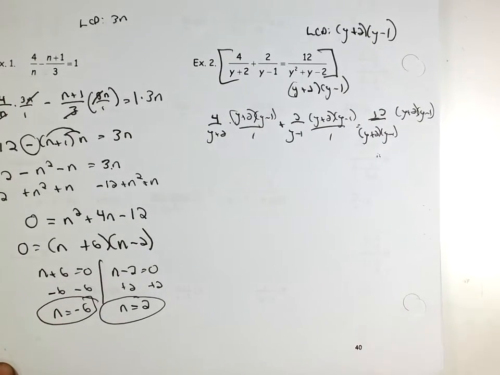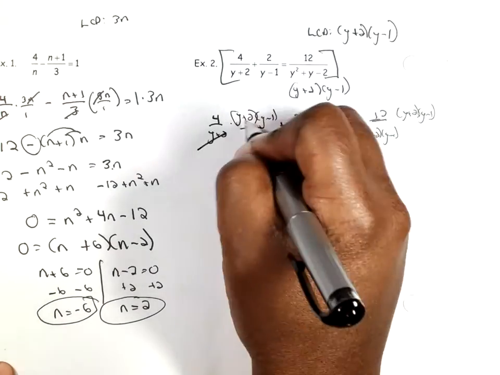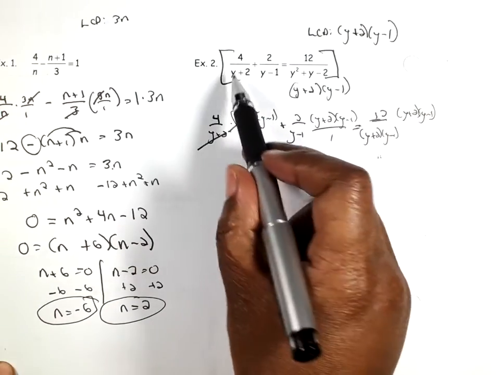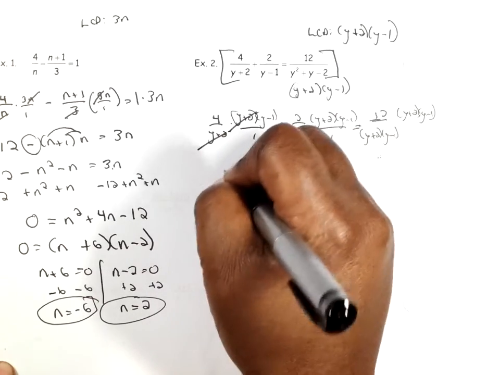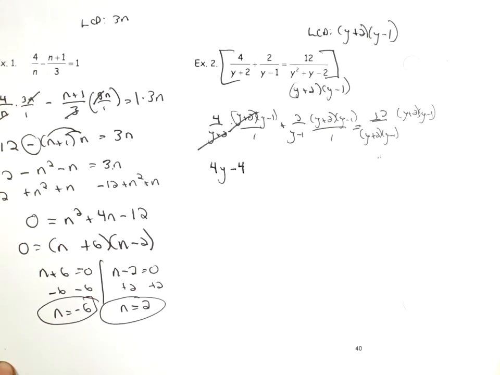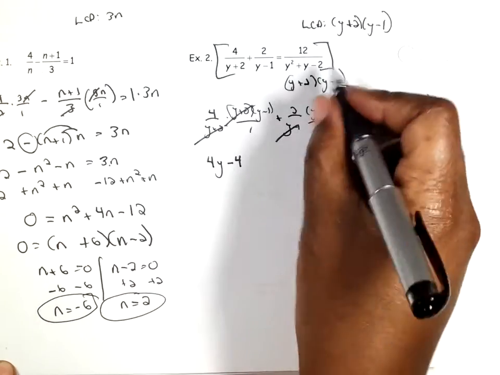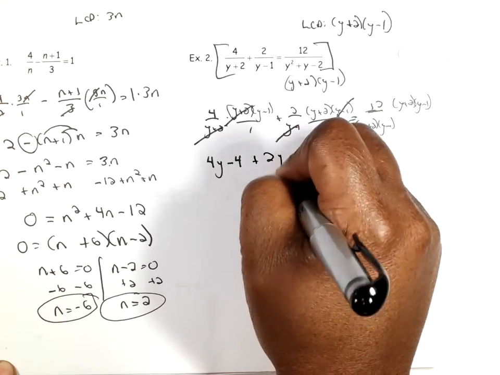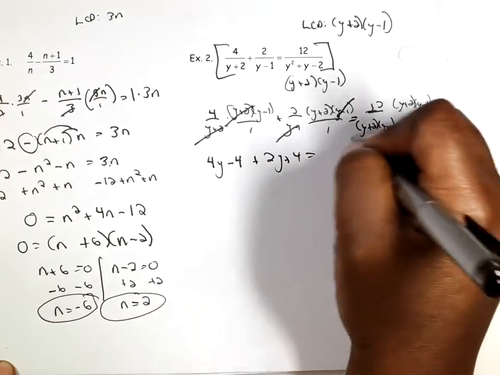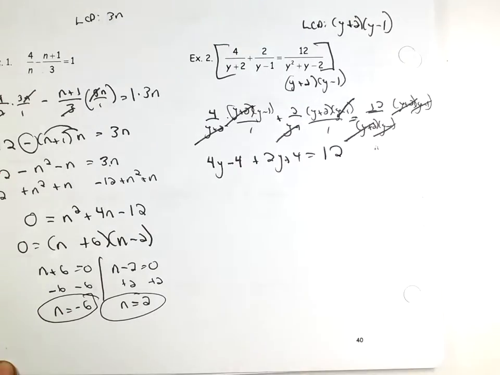So every single term, I multiply by y plus 2 times y minus 1. The first one, the y plus 2's cancel, so I'm just left with 4 times y minus 1. I'm just going to go ahead and distribute that out, so 4y minus 4. Then the y minus 1's cancel. I have 2 times y plus 2, so that gives me 2y plus 4. And on the other side, the y plus 2 and y minus 1 cancel, so I'm just left with 12.